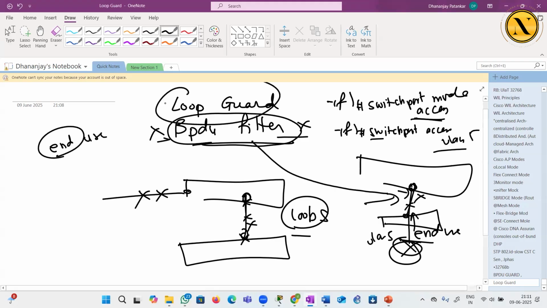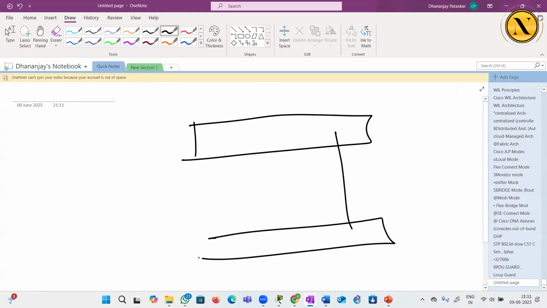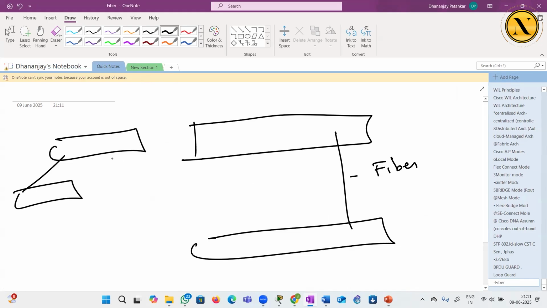What about loop guard? This is only in the case of fiber optic cables, right? What happens in loop guard? In the case of fiber optic cables, now this is a fiber cable, right? So look what happens. We have taken examples like this, and this was blocking mode. Let's say all of them are fiber cables.